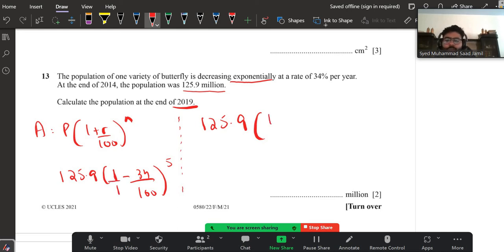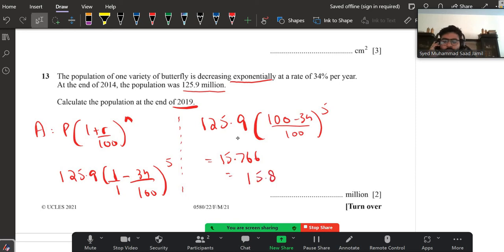So this is going to be 100 minus 34 upon 100 raised to the power of 5. Or you can simply plug it into the calculator as well. Both will give you the same answer. So basically, once you solve it, this is going to be 15.766, and if you were to round it off, it will be 15.8. So that's how the population at the end of 2019 is going to be 15.8 million.